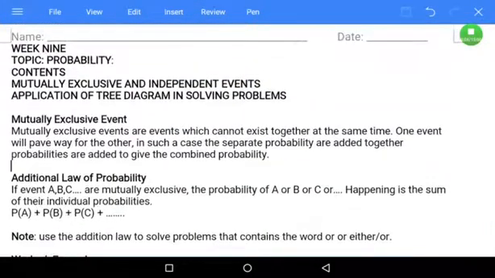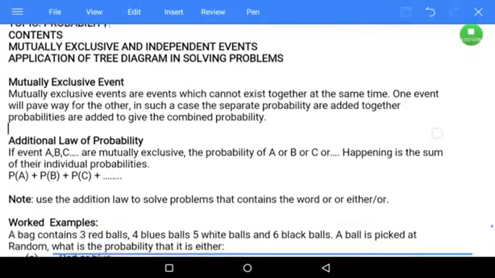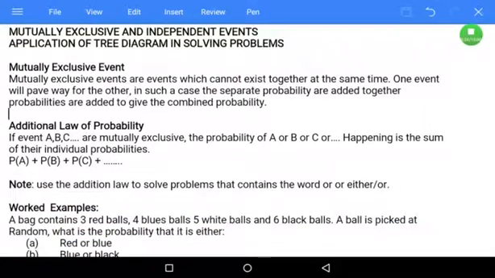We shall be discussing mutually exclusive events in this class. We are still on the topic of probability. Don't forget, in our last class we discussed the definition of probability, and terms like events, sample space, outcomes, etc. So in today's class, we shall be talking majorly on mutually exclusive events. In our subsequent videos that I'll be sending to you, we shall be talking about independent events.